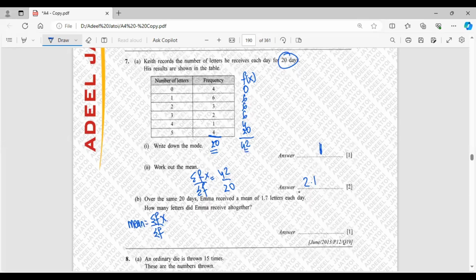Now in this, you already know that your mean is 1.7. You do not have summation of fx, but you know summation of f is 20 because the number of days is there. So summation of fx is equal to what? 20 into 1.7. You need to understand that 20 into 1.7 will give you your summation of fx, which is 34. So the answer for this will be 34 letters altogether in 20 days.